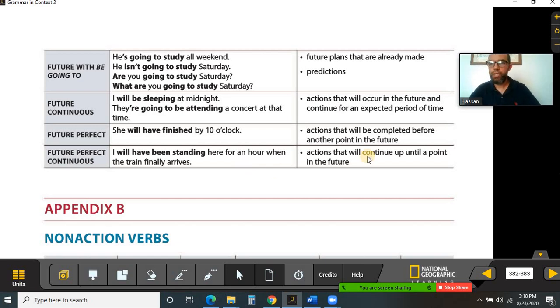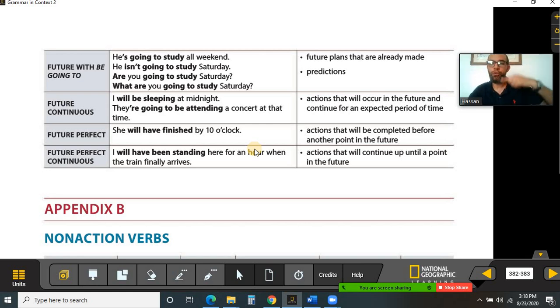Now let's talk about the usage. Actions that will continue up until a point in the future. Now to make it clearer, let's compare the future perfect continuous with the future continuous. Now look at the future continuous. I will be sleeping at midnight. They're going to be attending a concert at that time. The future continuous is used when we are interested in the action, only the action.